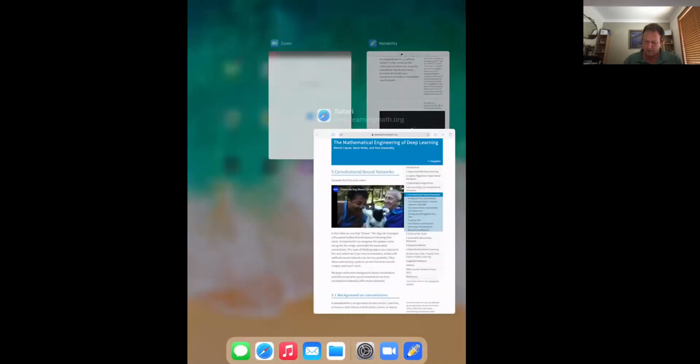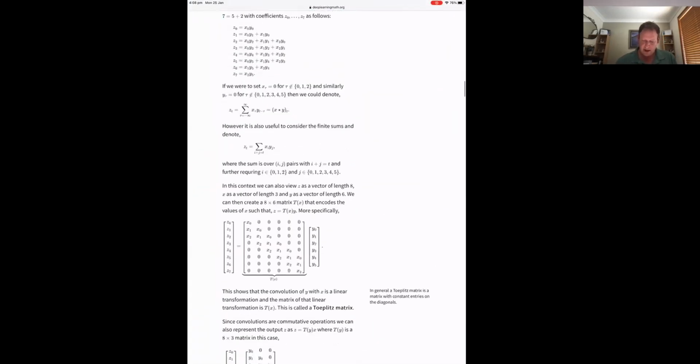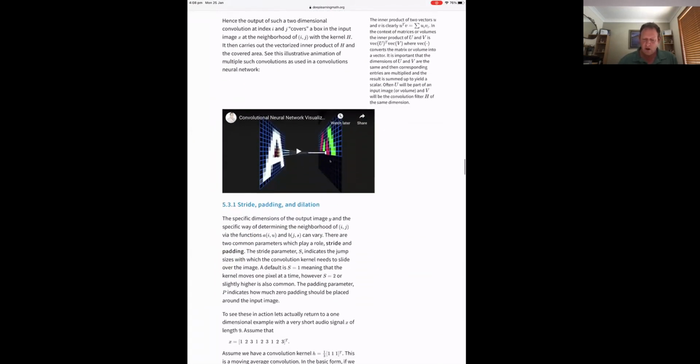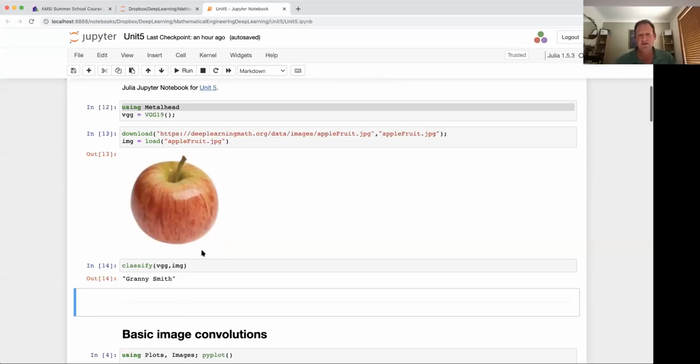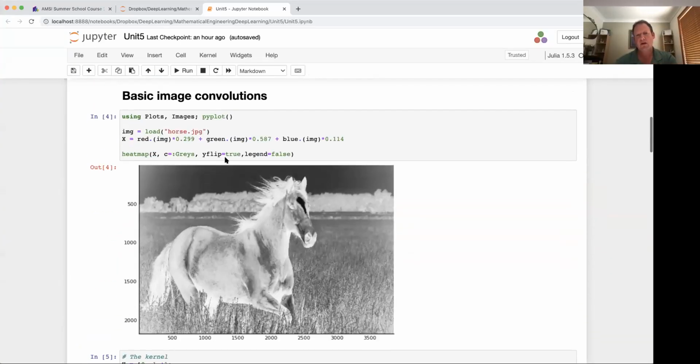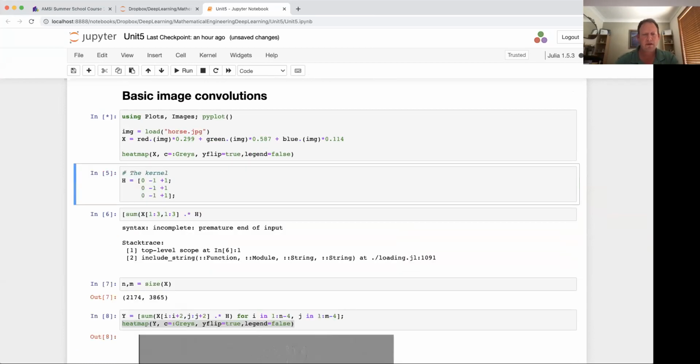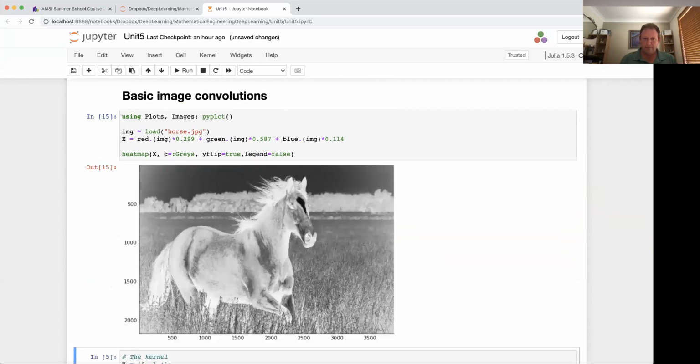I recommend that if you haven't watched this video, you watch it. It does more than just show a two-dimensional convolution; it shows how it operates in a convolutional neural network. But let me use this chance to deviate from convolutional neural networks and just do a very basic image convolution. And again, you can see now this horse.